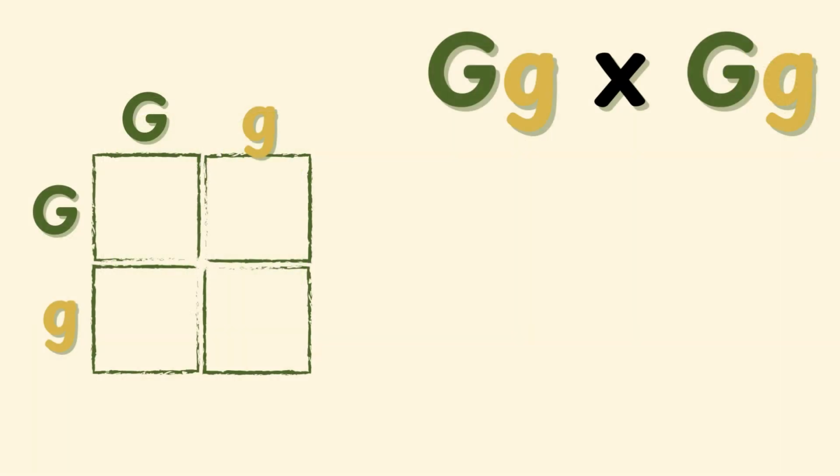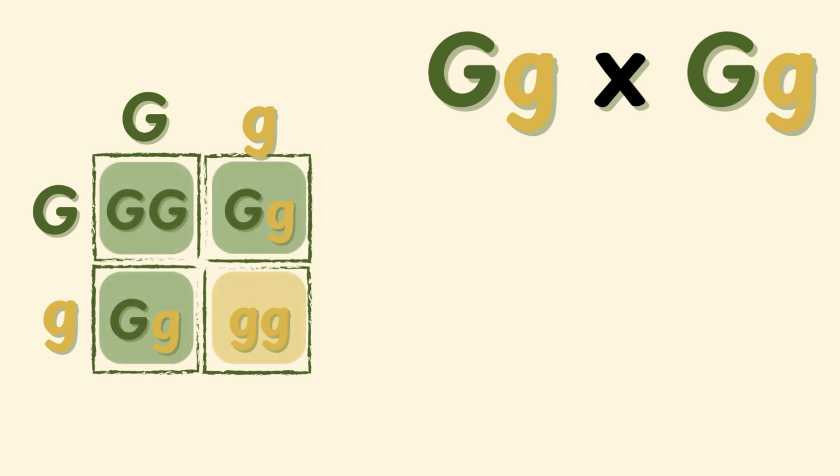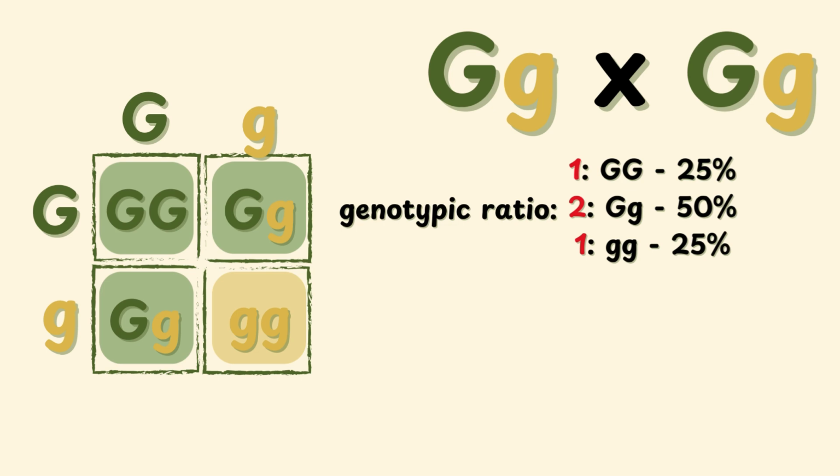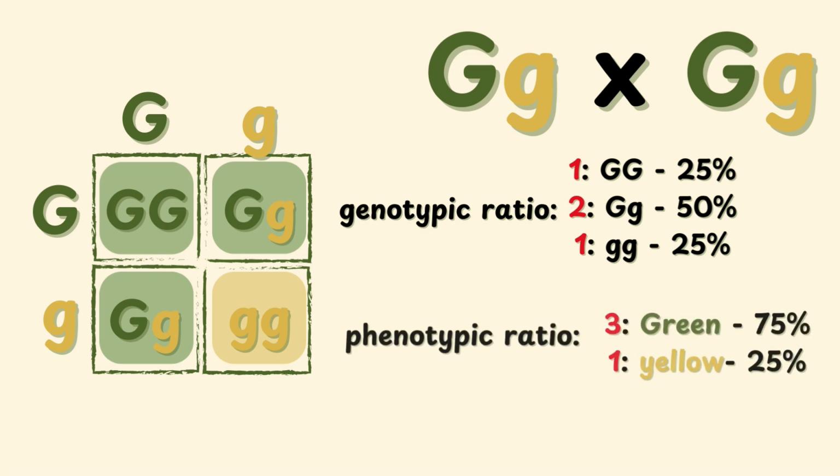Now let's cross two heterozygous peas, big G, little g, times big G, little g. Oh, this time we get a mix. The genotypic ratio is 1 to 2 to 1. That means one big G, big G, two big G, little g, and one little g, little g. And the phenotypic ratio is 3 to 1: 3 green peas and 1 yellow pea.